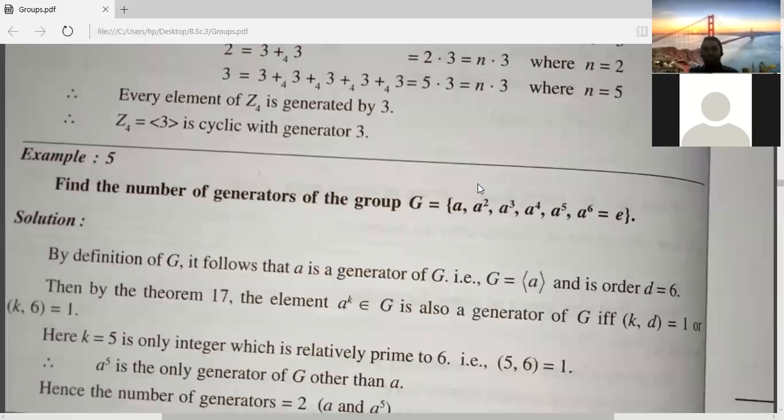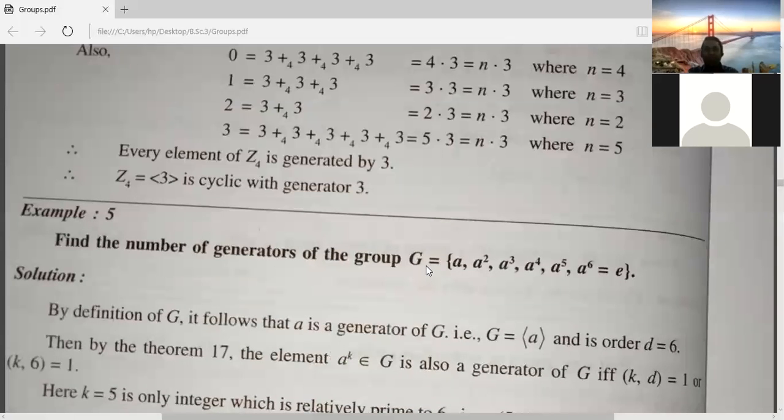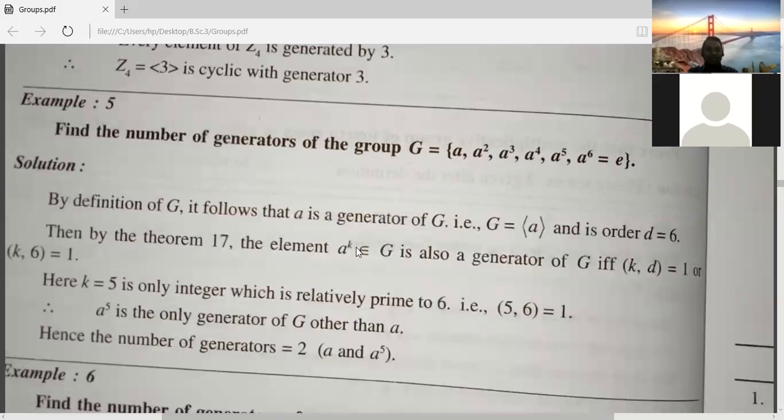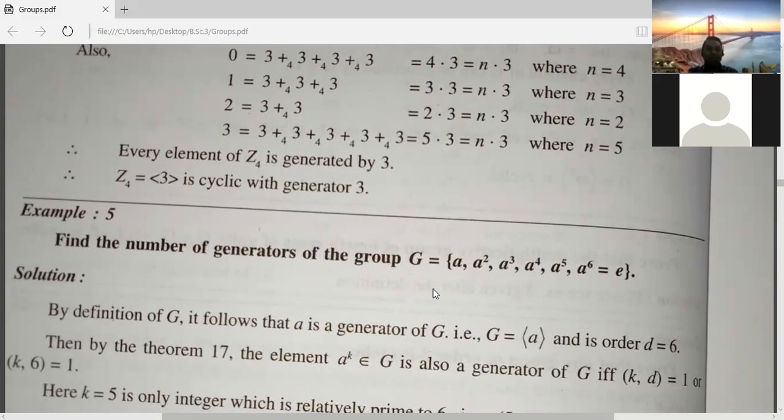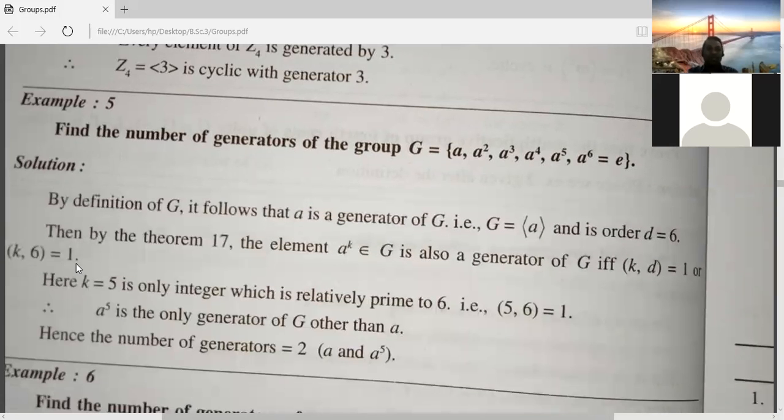Now, how many elements are there? 1, 2, 3, 4, 5, 6. Now, we already have one of the properties here: the element a to the power k is also a generator of G if gcd(k, d) = 1. That means kx plus dy equals 1. Then you have gcd(k, 6) equals 1. That means a to the power k is a generator if and only if gcd(k, d) equals 1, that is gcd(k, 6) equals 1, the meaning of this.